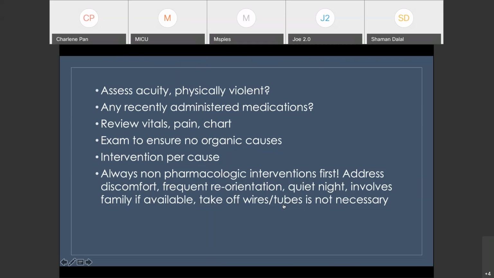Just make sure the blood draw can be delayed to like 5 or 6 o'clock in the morning, so you give them a good night's sleep. That always helps. And take off all the lines or tubes that are not necessary for the patient. That again can reassure the patient.